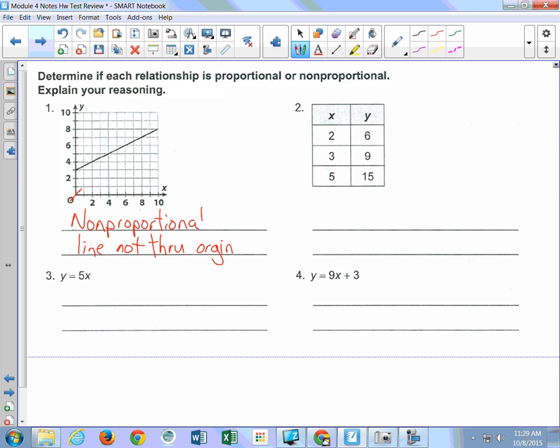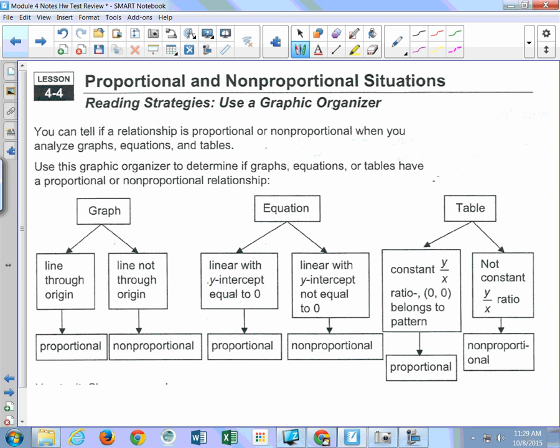Okay, number 2 is a table. So I'm going to need to go back to my organizer, looking at a table to see if it's proportional. I need my constant y over x, ratio. 0, 0 belongs to the pattern. So I have to have a point where x is 0, y is 0. And y over x is constant. If y over x is not constant, then it's not proportional.